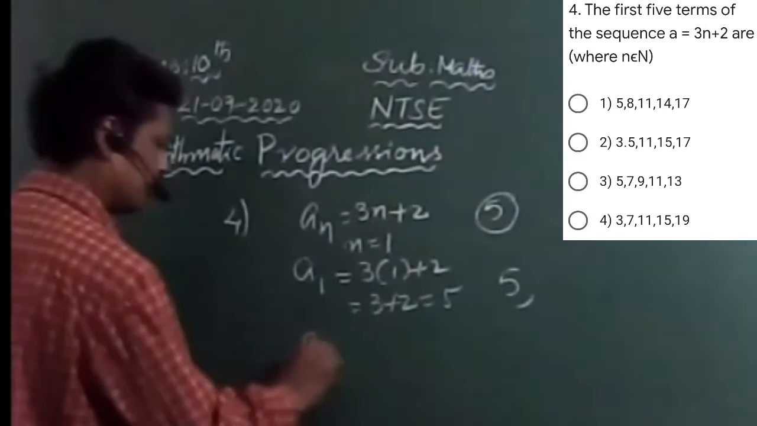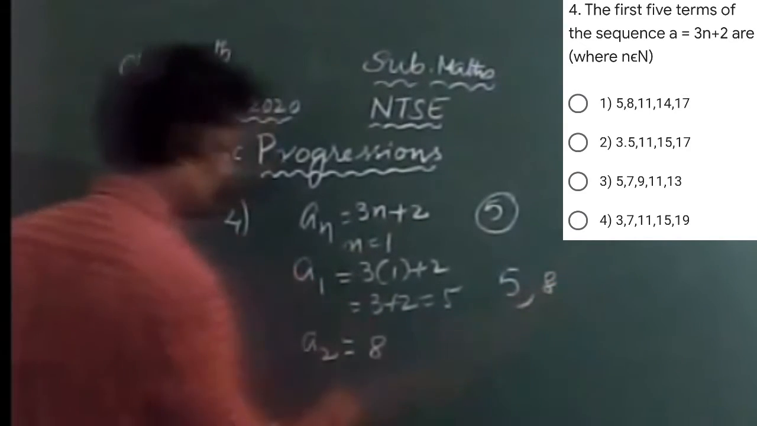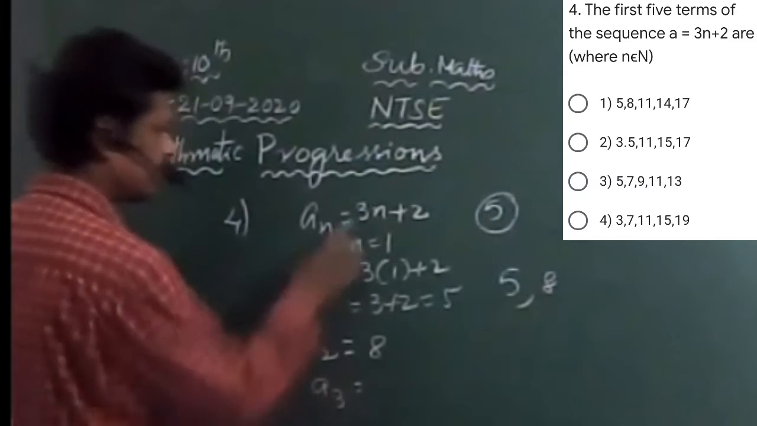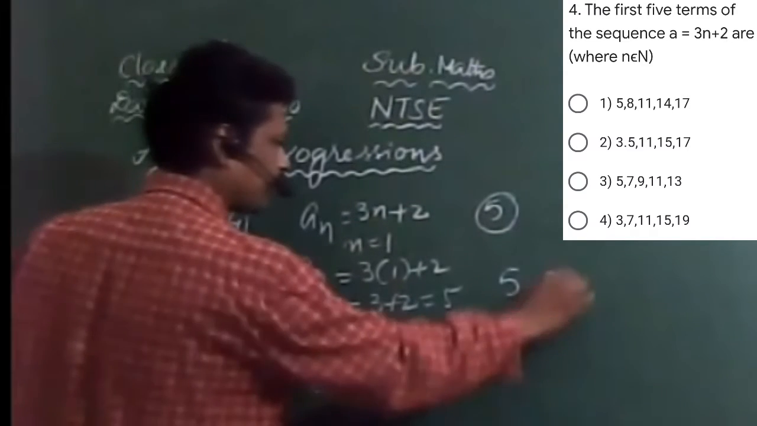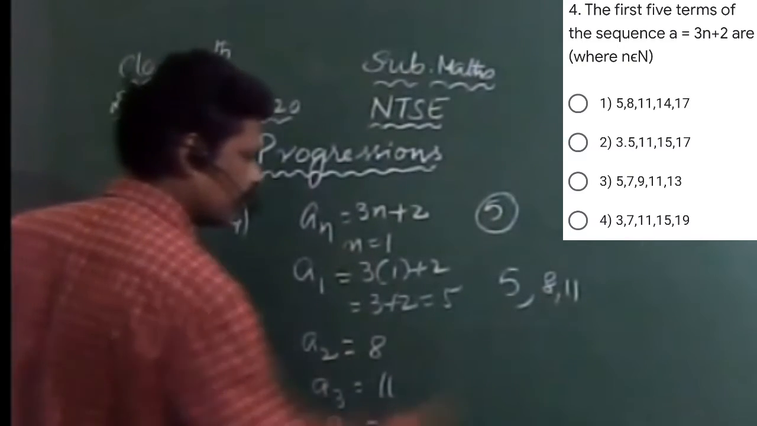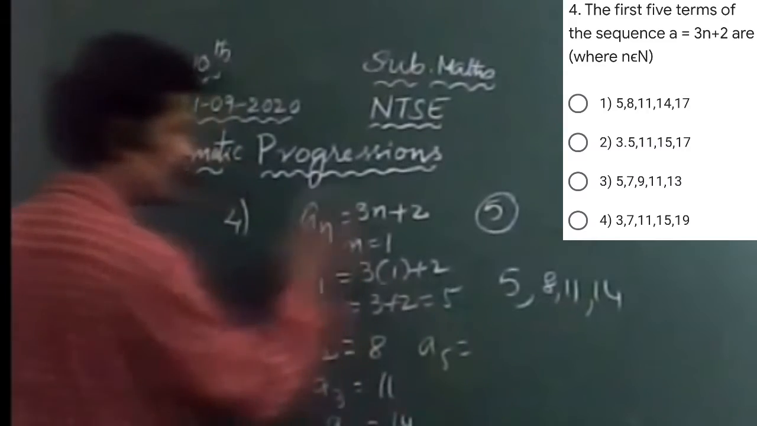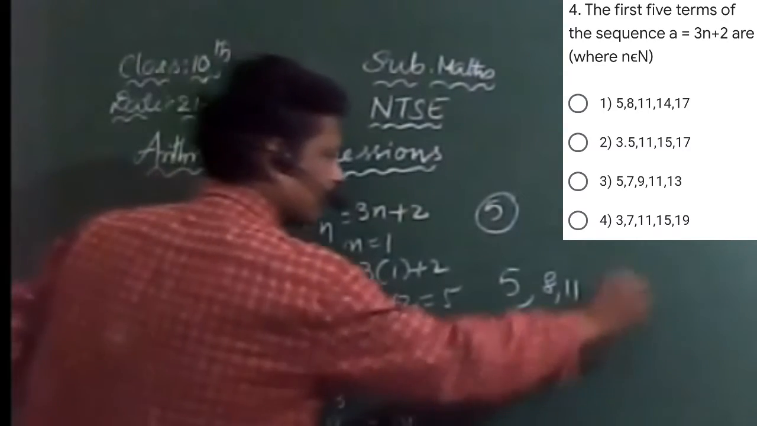In the same way A2: 3 2s are 6, 6 plus 2, 8. Next A3: 3 3s are 9, plus 2, 11. A4: 3 4s are 12, plus 2, 14. Next A5: 3 5s are 15, plus 2, 17.